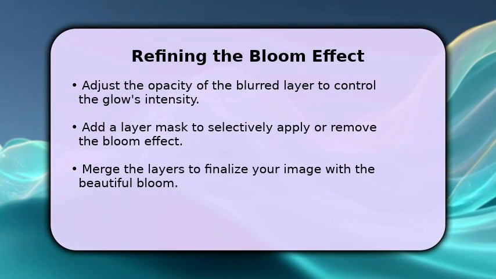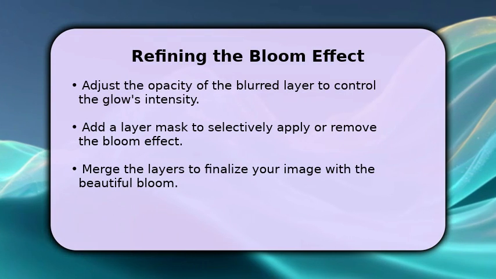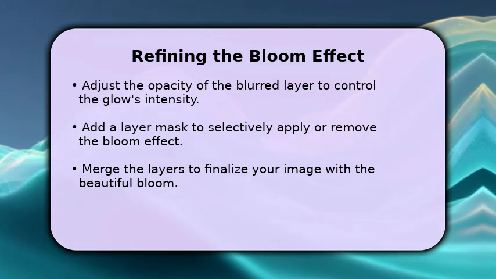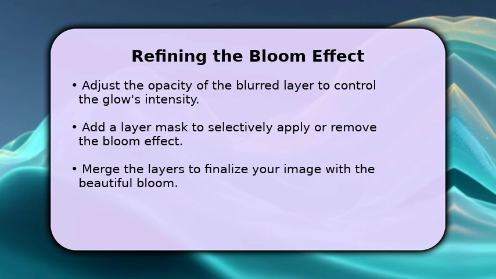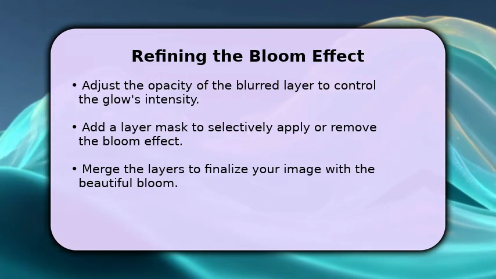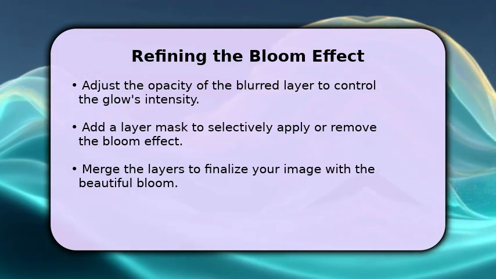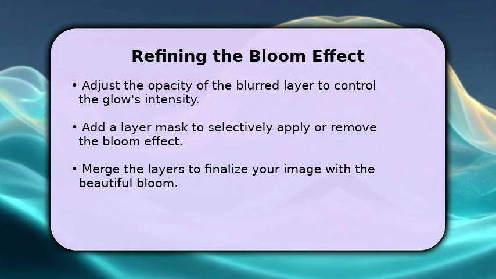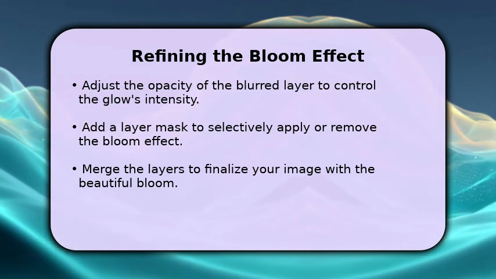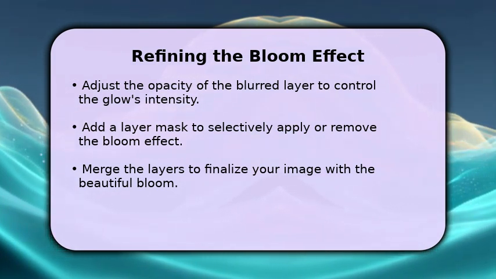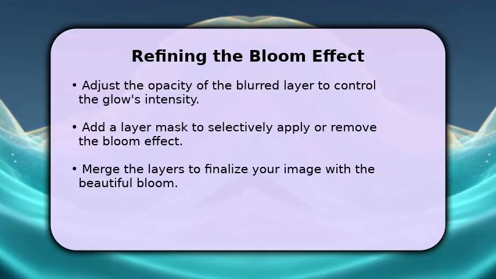To fine-tune your bloom, adjust the opacity of the blurred layer. A setting between 30 and 70% often works well, allowing you to control the glow's strength. For selective application, add a layer mask and paint with black to hide the effect in certain areas. Finally, merge your layers to complete your stunning, bloomed image.